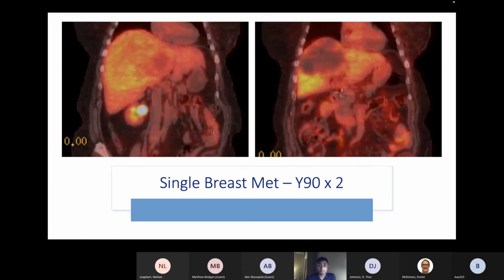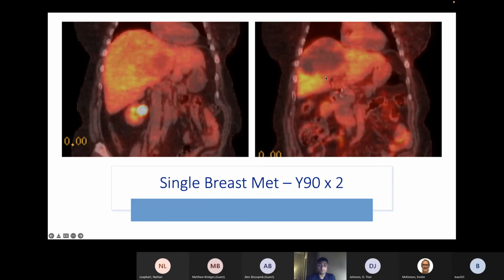And this is another lady. She has one breast met, and it's that 20-centimeter monster in the middle of her liver. And they don't want to operate, even though, again, doing an operation would extend her survival, because it was too big and taking up too much space and pushing on the liver too much. So I hit it twice with Y90. And it was dead, and you can see it. The bright area is the tumor on the first one, and then the dark area is where the tumor was on the second one.